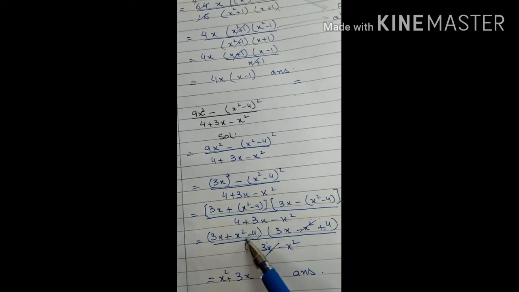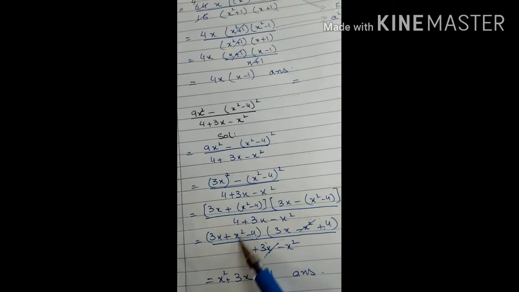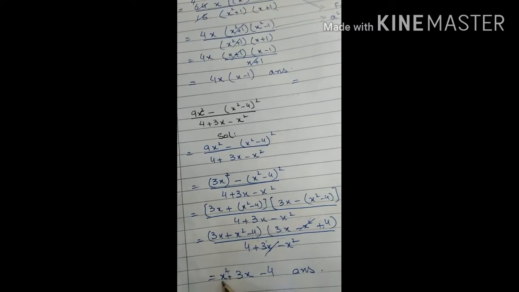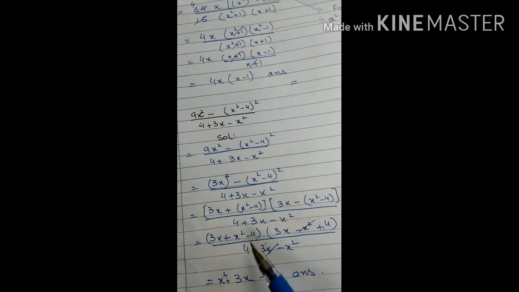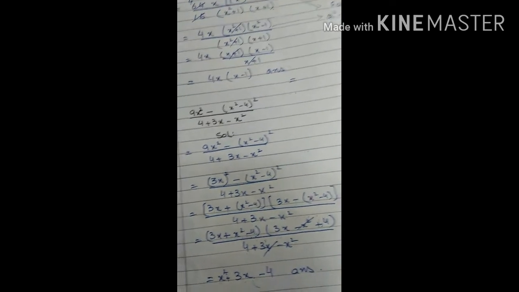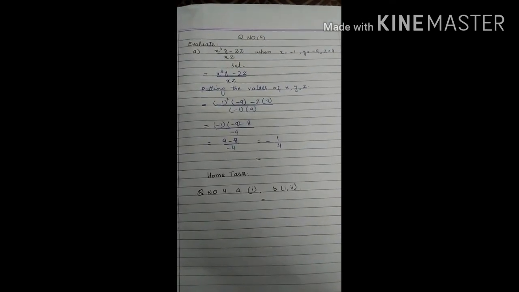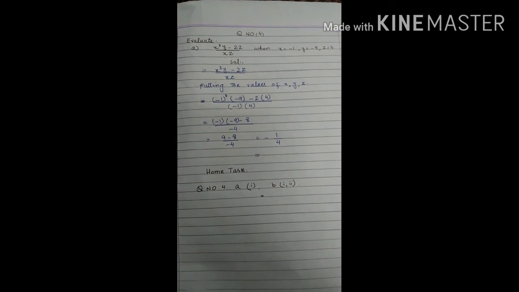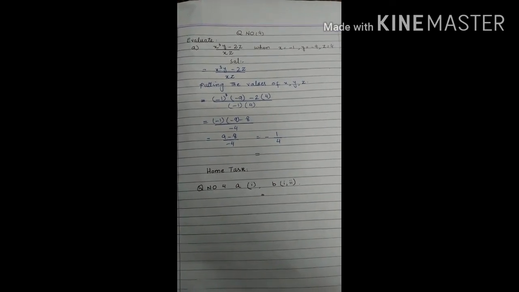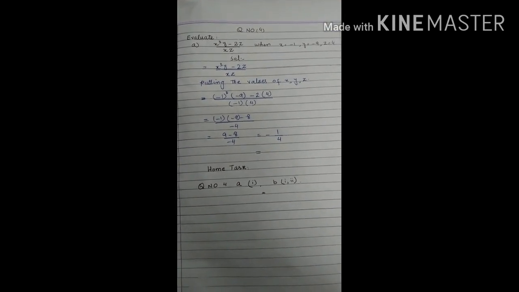That can be arranged according to the order, like x square first, then 3x minus 4. Dears, we have completed question number 3. Now we are going to start question number 4.